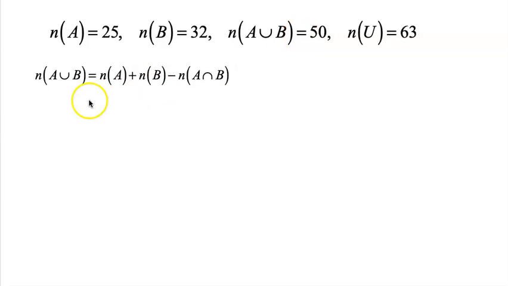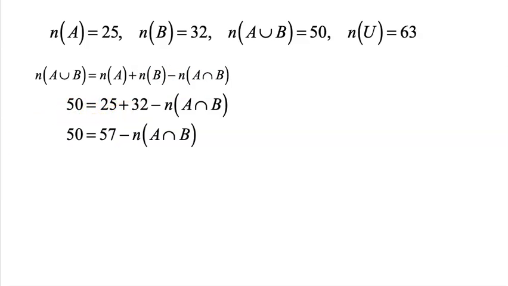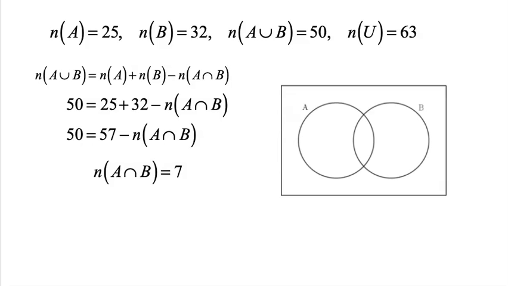So number in A union B is 50 equals number in A, 25, plus number in B, 32, minus the number in both A and B, A intersect B. So 25 and 32 is 57, so we get 50 is 57 minus the number of A intersect B. So I hope it's obvious, if that's the case, then the number of A intersect B has to be 7. So knowing that, that enables me to start filling in the numbers in my Venn diagram.